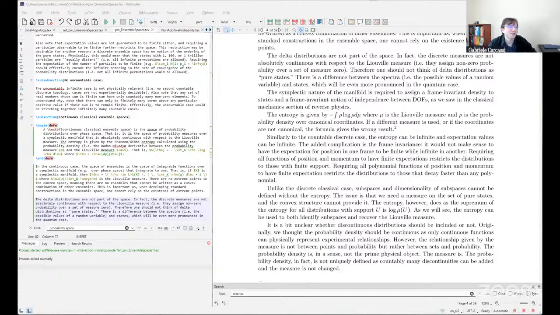Okay, so unlike the discrete classical case, subspaces and dimensionality of subspaces cannot be defined without an entropy. The issue is that we need a measure on the set of pure states, and the convex structure cannot provide it. So this is where other work that I've seen in generalizing probability in some sense does not work, because these other works only imagine that there is this convex structure, that you can take probabilities and put them together and make a linear combination.